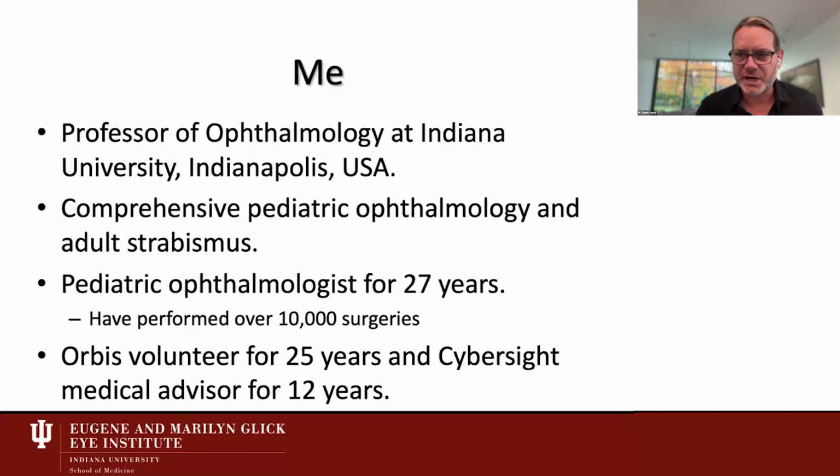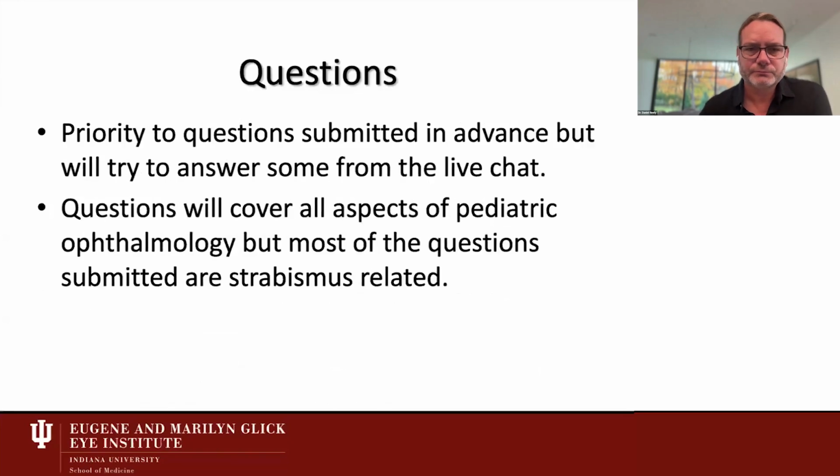Just a little bit about me. I am in the United States, in the very central heartland portion of the United States in Indianapolis. I'm a comprehensive pediatric ophthalmologist, and I also do a lot of adult strabismus. I've been doing this for about 27 years. During that time, I've done more than 10,000 surgeries, and I've been an Orbis volunteer for most of that time. For the past 12 years, some of you may know me as the medical advisor to Orbis CyberSight. As a volunteer, I've had the chance to operate in more than 20 different countries around the world. So I have a good feel for what general skill sets and resources are in most of the places that we work.